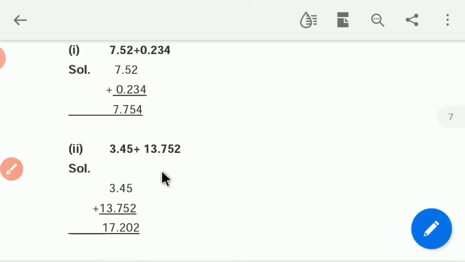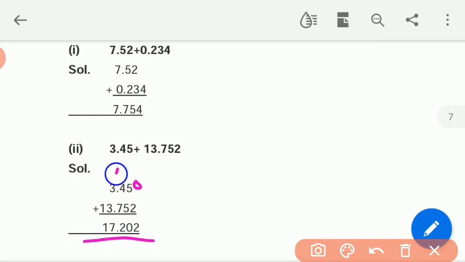Next, 3.45 plus 13.752. First you have to arrange this. So 3.45, 13.752. You have to arrange decimal under decimal. You can see the decimals are in a line. Before this, here 3 and here 13. Here no number is given, it means here it will be 0. And here also after 5, no number, so we can write it as 0 only. So 0 plus 2, 2. 5 plus 5, 10, 1 carry. So 7 plus 4, 11, 11 plus 1, 12. So 2, again 1 carry. So 3 plus 3, 6, 6 plus 1, 7 and 1 as it is. So 17.202.